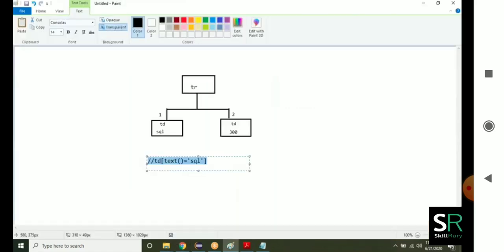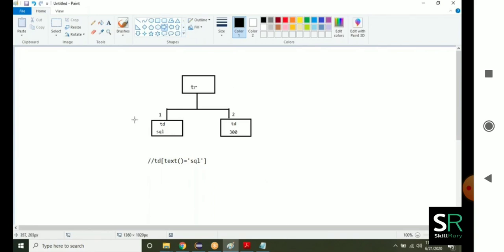Okay, not SQL. So now the control is here, guys. Now we have written the XPath for this SQL. From SQL, I should move to where? From here, I should move to this TR. Tell me how to move now.